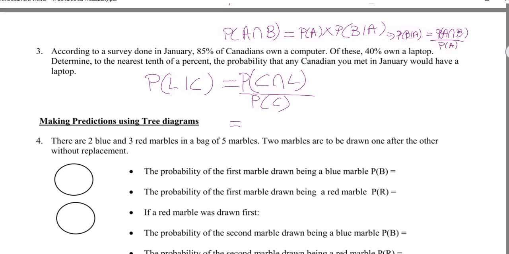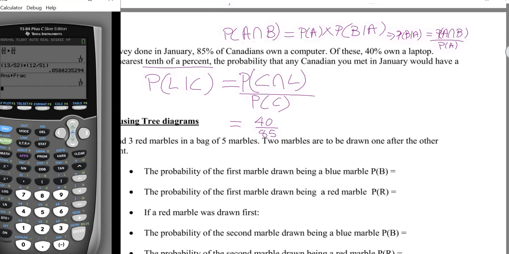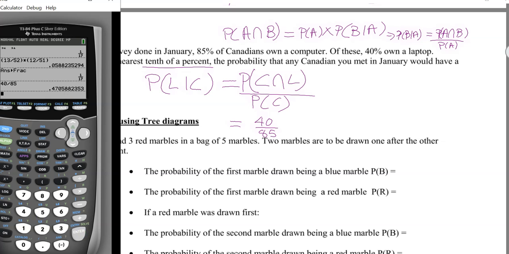is equal to. So the probability that you have a computer which is a laptop is 40%, and the probability you have a computer is 85%. So that's 40 over 85. Now, it says nearest tenth of a percent. These are both percents, but when we divide them, 40 divided by 85, we just get a decimal. To convert that to a percent, we multiply by 100. And to the nearest tenth, rounding, 47.1%.